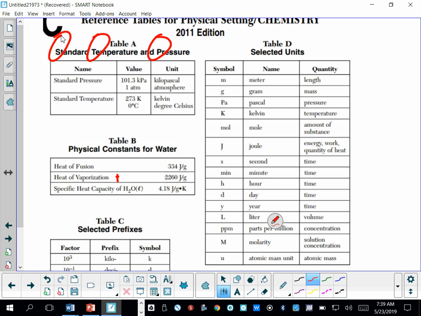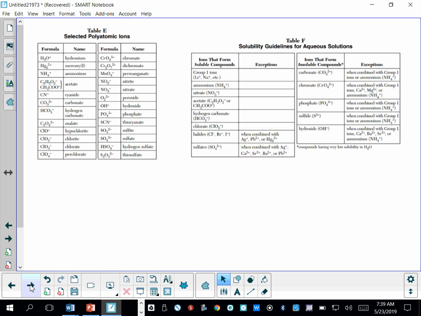Next up, table B, heat of fusion. You're going to write next to that HF because that's what it is. That's that heat constant in our heat equations. Heat of vaporization, you're going to write HV, and specific heat capacity, you're going to write C. So you're going to label them with the one-letter designations so that you hopefully remember that, okay, when we get to that point, that's what we're going to do.